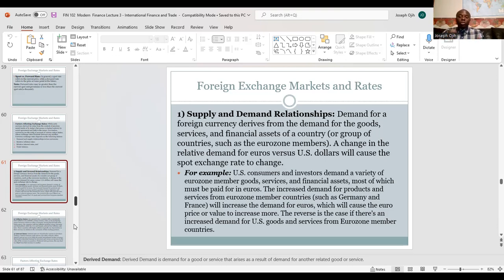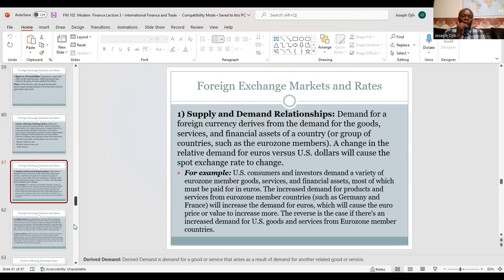But if we don't demand those things the country makes, let's say the country doesn't produce much, then there will be less demand for what they have. If you're not going to buy what they have, you're not going to demand their currency, so the current value of the currency will fall. So a change in the relative demand for euro versus dollar will cause the spot exchange rate to rise.